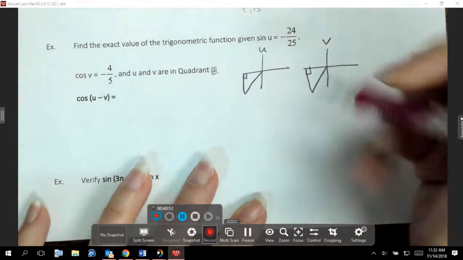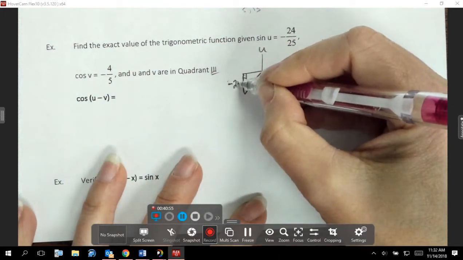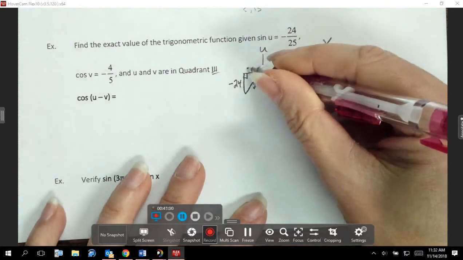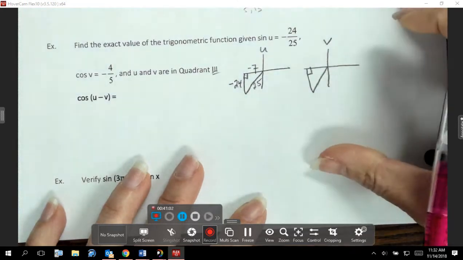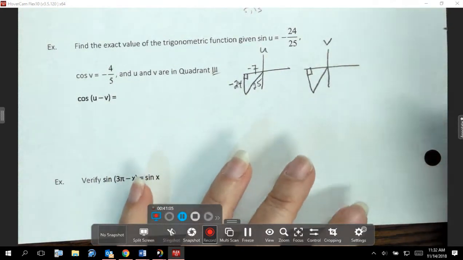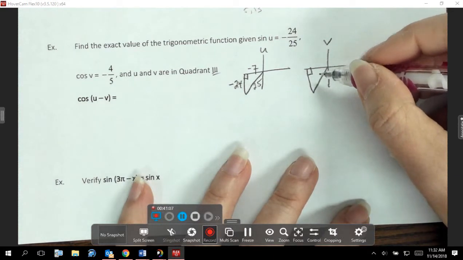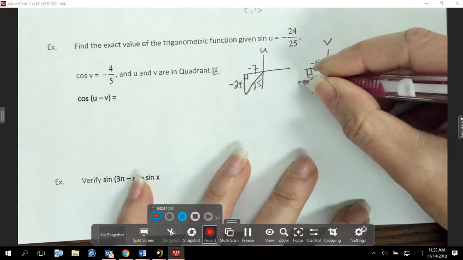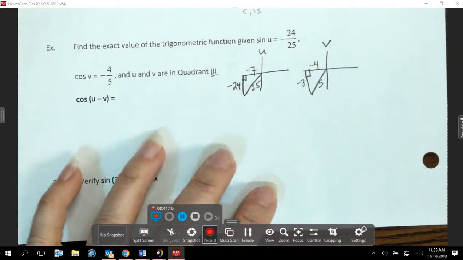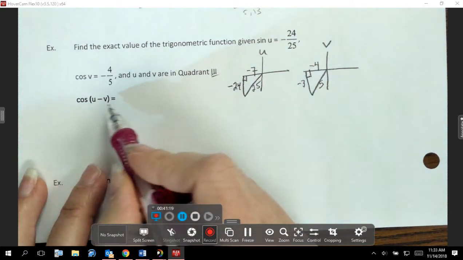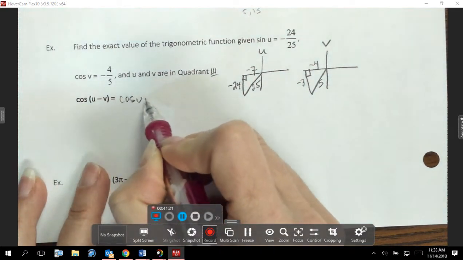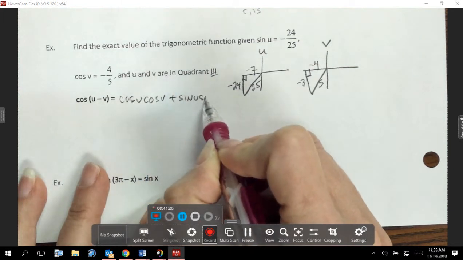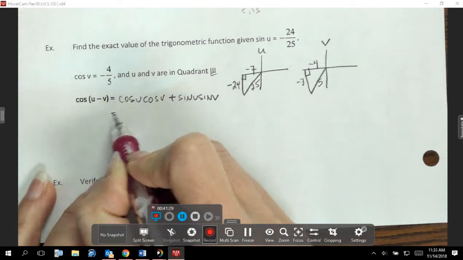So for you, I'm given the sine. So I'm given the negative 24 is the y, 25 is the radius, and then that means my triple, negative 7, will be the x. It has to be negative, it's third quadrant. And then cosine for v is negative 4/5, and then that means that y is negative 3. Again, watch those negatives. We're going to do cosine of u minus v, so that's cosine u cosine v plus sine u sine v. Just plug in the information.